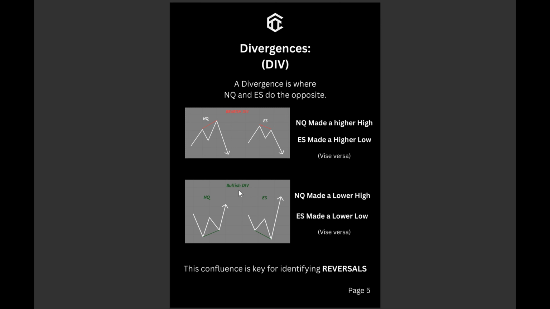So we can see here on the bullish div, it's essentially the same thing, just reversed. You can see here that NQ made a lower high and ES made a lower low. These can be swapped around. So for example, ES could make the lower high and NQ could make the lower low. It's still a divergence. These are very important confluences because seeing a divergence gives you a very strong indication that the market is about to reverse.